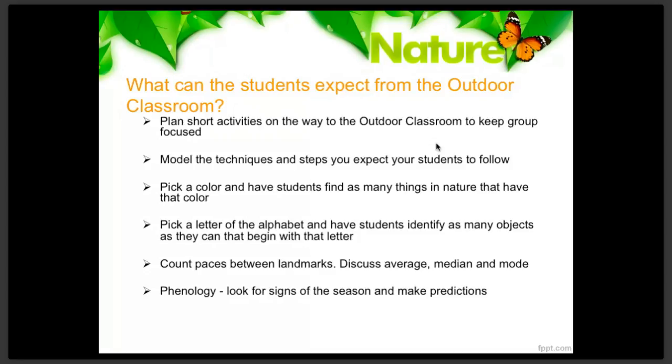Just like I said before, we want to pick a color and have students find as many things in nature that have that color. This will really tell us, are our children following our directions? Are they on point? Are they distracted? Those are some of the expectations that we need to know. And so picking a color such as green, you want to almost make it a game. Who can find me 3 items on this playground that are green, and send them off to do that.